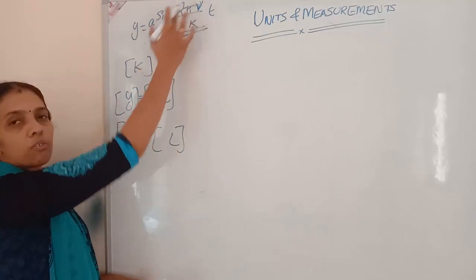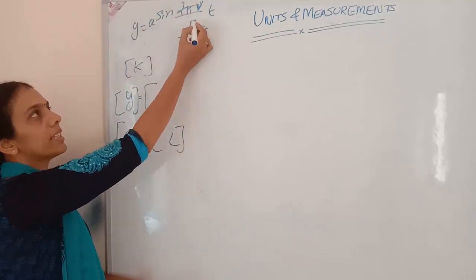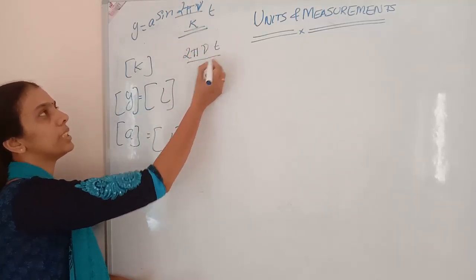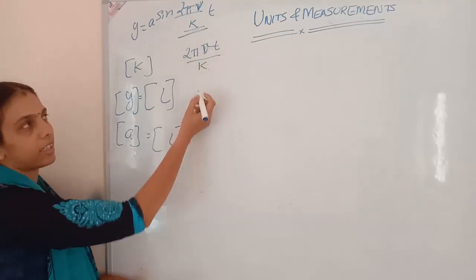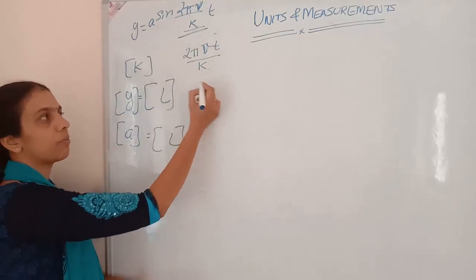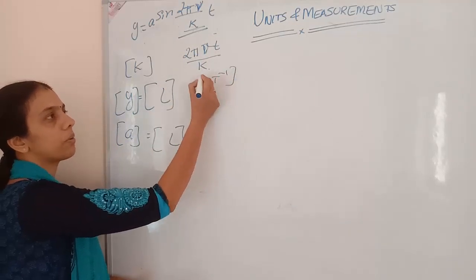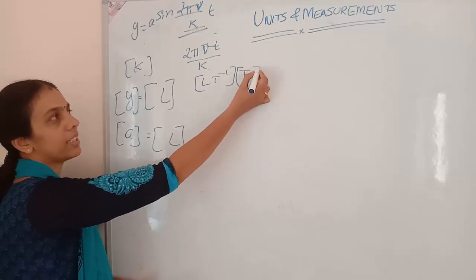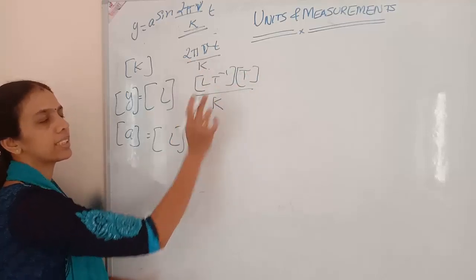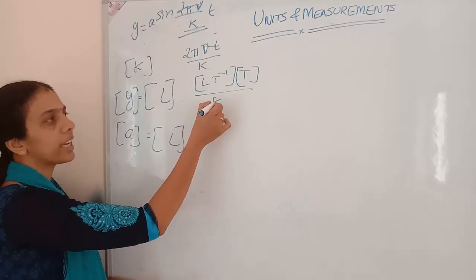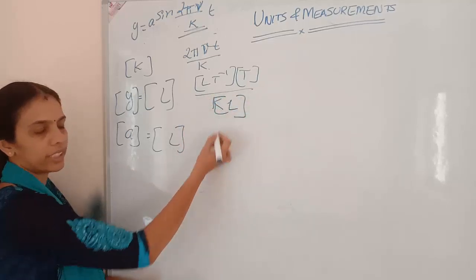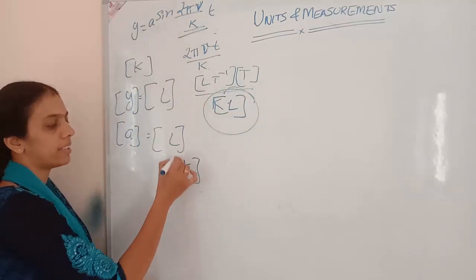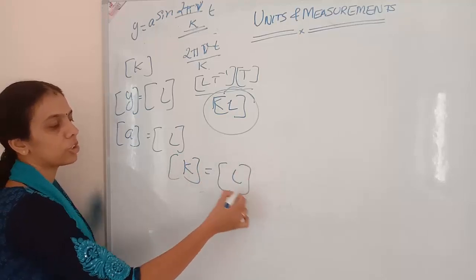So, what will be the dimension of k? It is the sine of an angle, right? So the dimension of 2 pi into v divided by k into t should cancel out. V, what is the dimension? LT to the power minus 1. T, what is the dimension? T, capital T, right? So, what will be the dimension of k to get it cancelled? K will have the dimension of L. If k has the dimension of L, this equation will be valid.